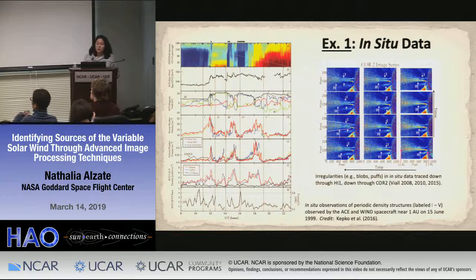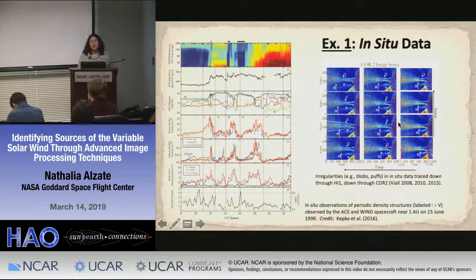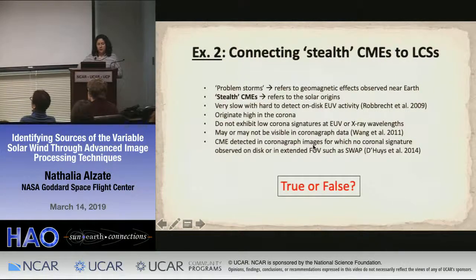But later on, she moved on to try and track these density enhancements to see where they're coming from. So she actually moved on to remote sensing images, and she was able to track them down through the HI field of view and then into the COR2, which is the image that you see here on the left. So these disturbances that they were seeing in situ, they attributed them to blobs and puffs seen in image data. And I'll come back to it in more detail in a few slides.